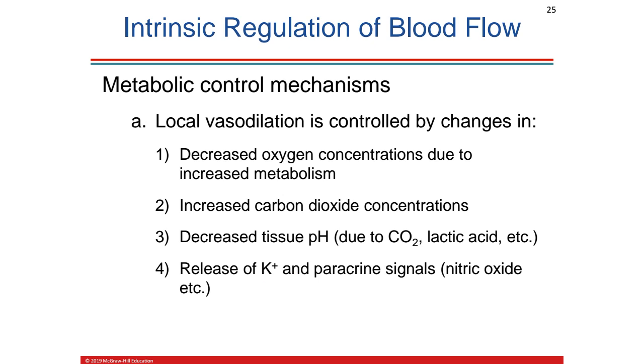Additionally, when muscle is very active, it may release potassium, and there may also be paracrine signals, such as nitric oxide released by endothelial cells within the blood vessels themselves. And there's a host of other chemicals, such as adenosine, that will also have the effect of leading to vasodilation. So the basic take-home message is there's a lot of things here that can all indicate that a muscle is very active metabolically, and therefore there should be increased blood flow to that particular muscle.